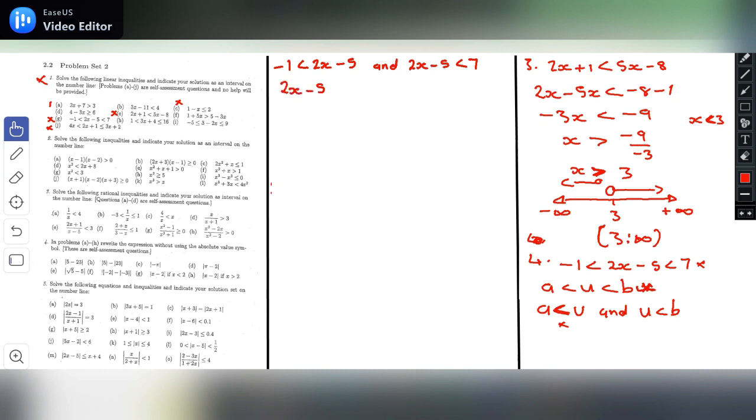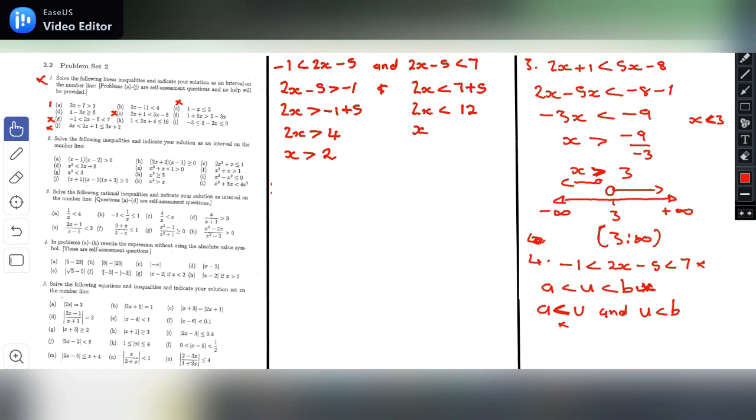2x minus 5 is greater than -1, right? And then we're going to have 2x is greater than -1 plus 5. Our 2x is greater than 4. Therefore, our x is greater than 2. Now we come to the end. Right, we're going to have 2x is less than 7 plus 5. Therefore, 2x is less than 7 plus 5, which is equal to 12, right?